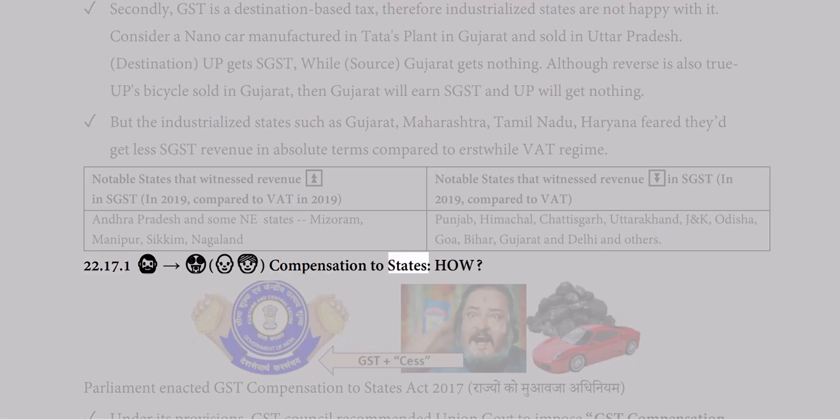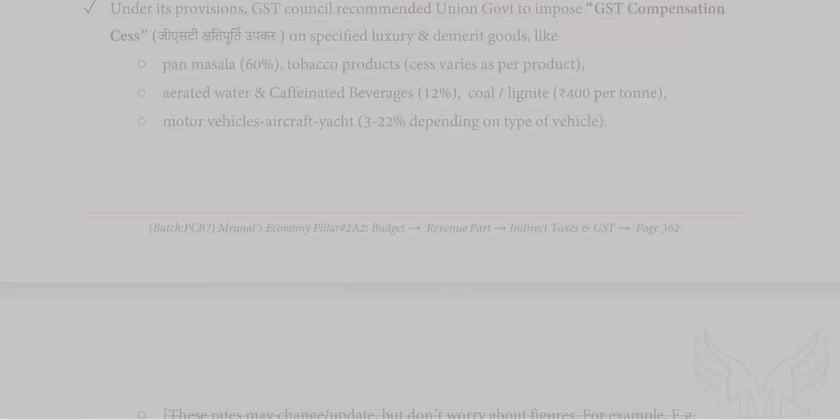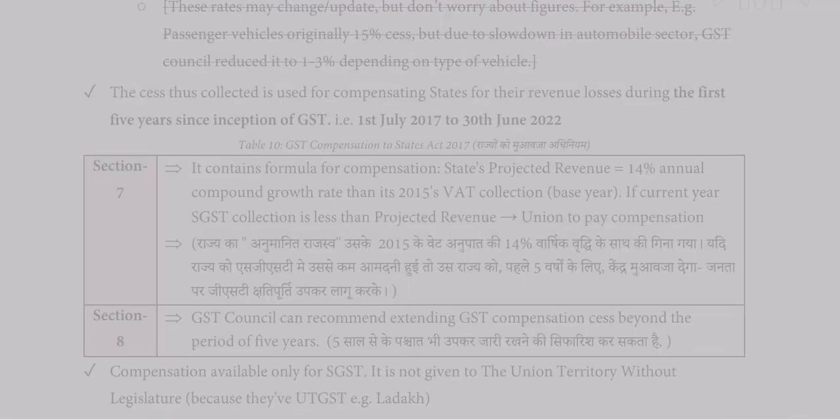22.17.1 Compensation to states. How? Parliament enacted the GST Compensation to States Act 2017. Under its provisions, the GST Council recommended that the Union government impose a GST compensation cess on specified luxury and demerit goods like pan masala 60%, tobacco products with cess varying as per product, aerated water and caffeinated beverages 12%, coal or lignite 400 Indian rupees per ton, motor vehicles, aircraft, yacht 3 to 22% depending on type of vehicle. These rates may change, but don't worry about figures.